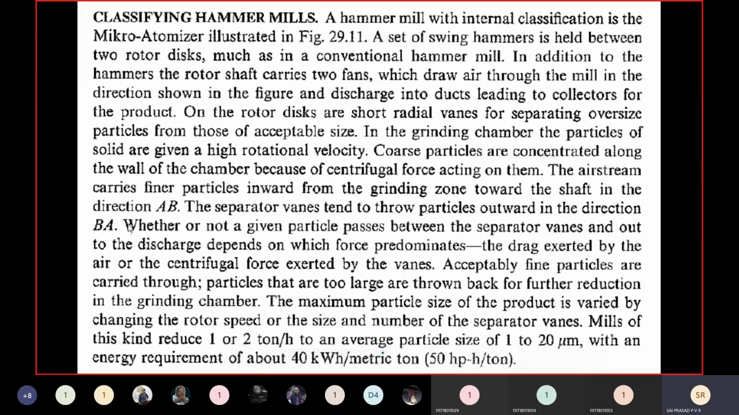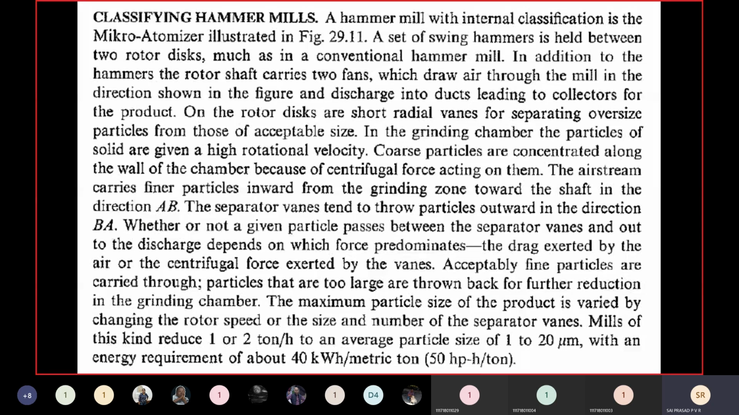Whether or not a given particle passes between the separator vanes and out to discharge depends on which force predominates. Now, force is the thing which we cannot control. What we can control is the size of the particle. The simple logic is this: if the size of the particle is small, it will experience less centrifugal force, so the drag force will be predominating. So it has to accept the drag force and come out from the system.